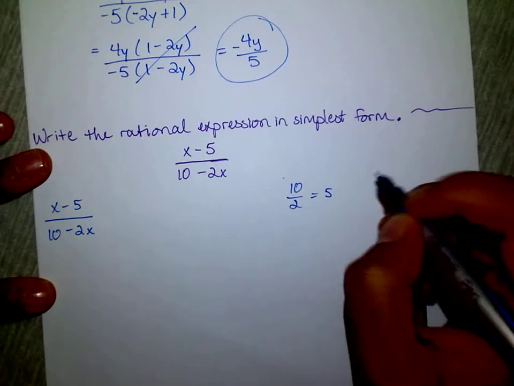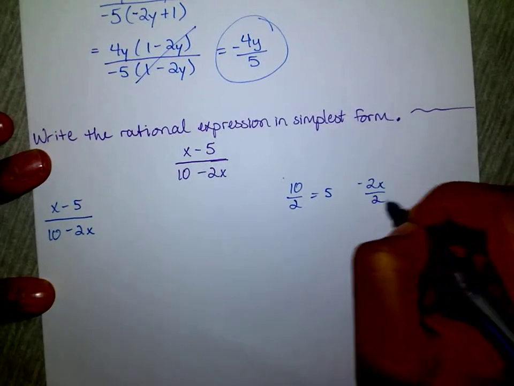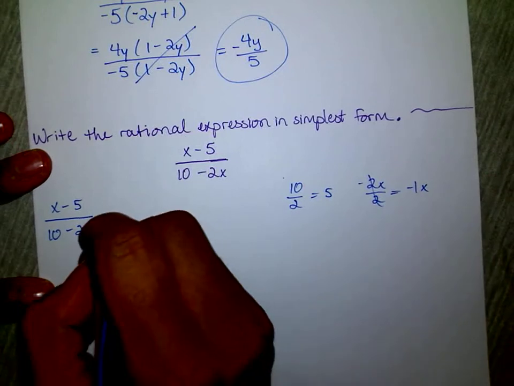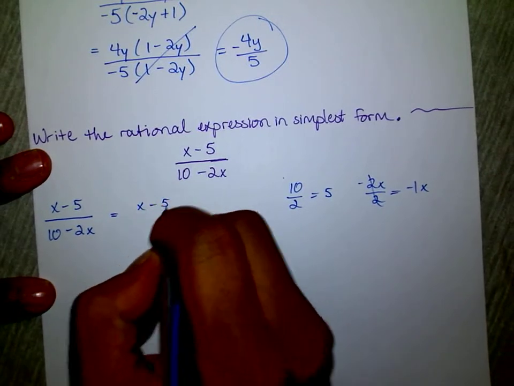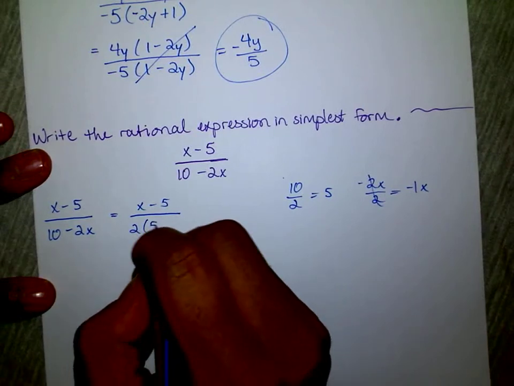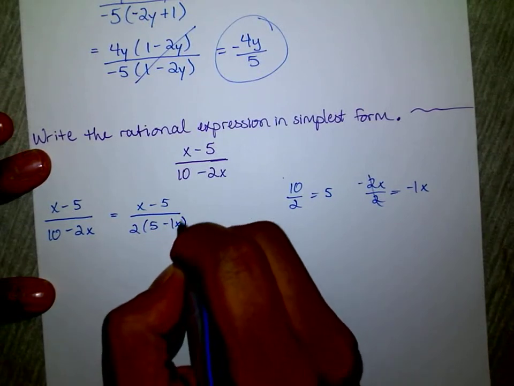And I'm going to use that negative 2x. That's a negative 2x divided by 2. That's going to leave me with negative 1x. So on the bottom, the factor out of 2, we're going to be left with 5 minus 1x.